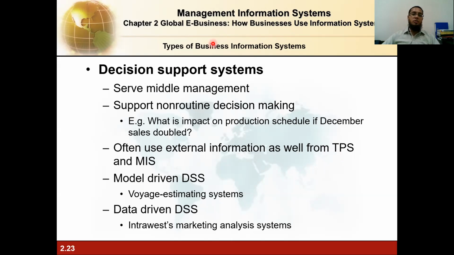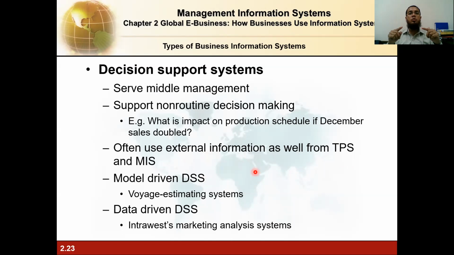So the decision support system serves the middle management and supports non-routine decision making. What is the impact on the production schedule if December sales double? Or it also tells you what the impact of COVID will be, or is these days. This kind of system helps managers make decisions using the DSS. It often uses external information as well as information from the TPS and MIS.